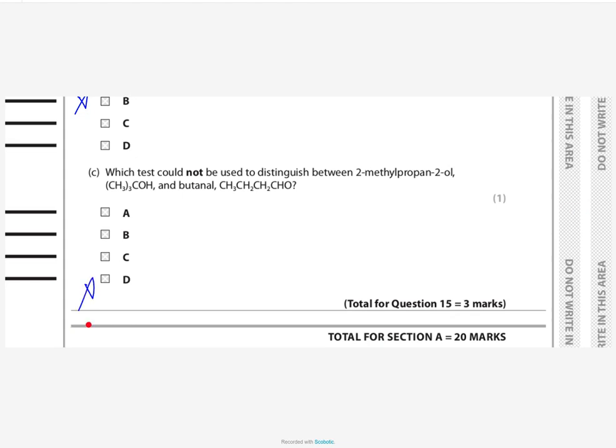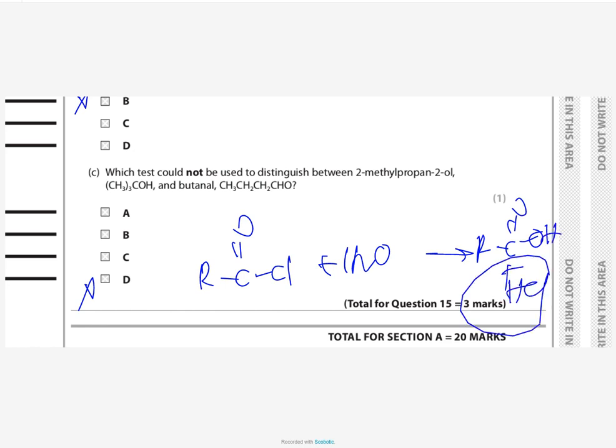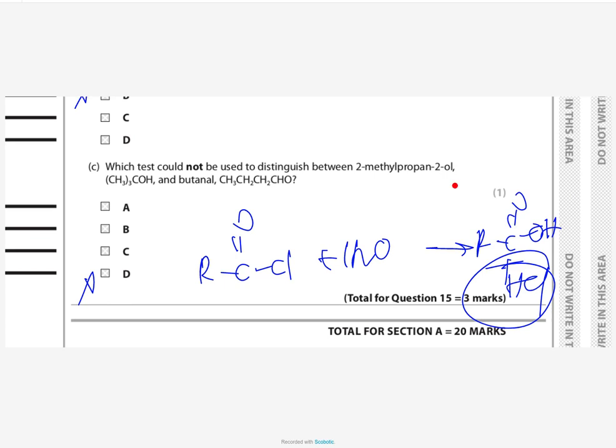Water can be used as a test for which organic molecule? Not esters. Esters, when you put water, nothing happens. Acid chlorides: if you put water, it forms a carboxylic acid. Immediately, you will see the white fumes of HCl. To identify acid chlorides, you can just add water. Right? Got it? Any questions there from section A?